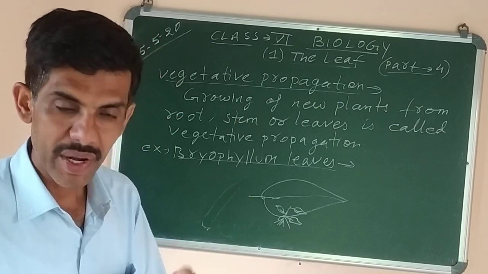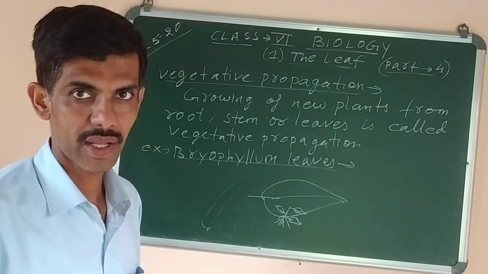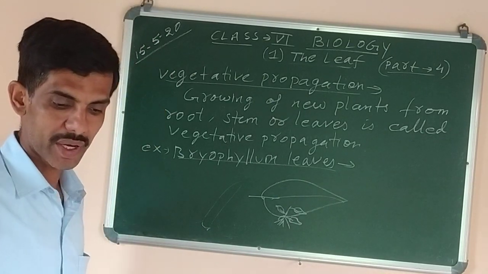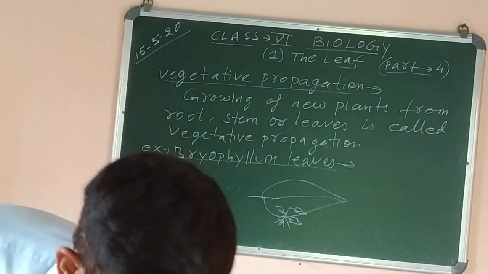Now what are adventitious buds? The buds which develop from any other part of the plant except the apical or axillary bud are called adventitious buds. So we have completed the chapter. This was the last topic.